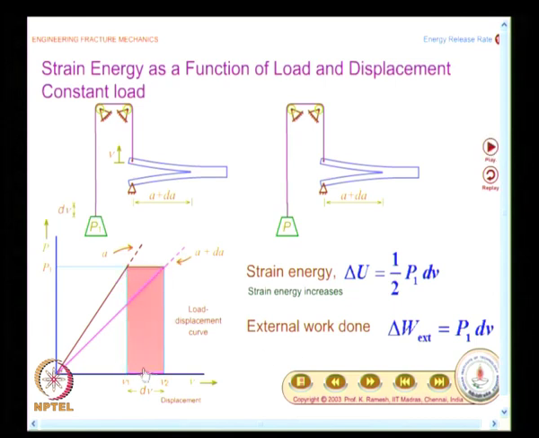This is a rectangular area. You should not make a mistake. Everywhere we use half of P1, you should not say that this is also half of P1. It is actually P1 into dV. And what we have learnt here is, under constant load, when there is an advancement of crack from A to A plus dA, the strain energy of the system increases.